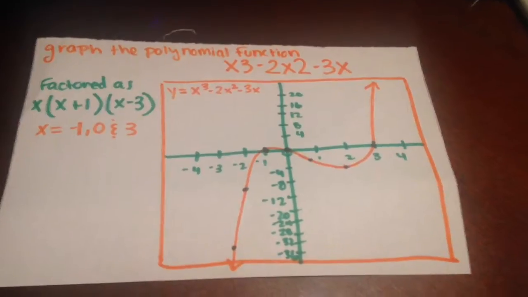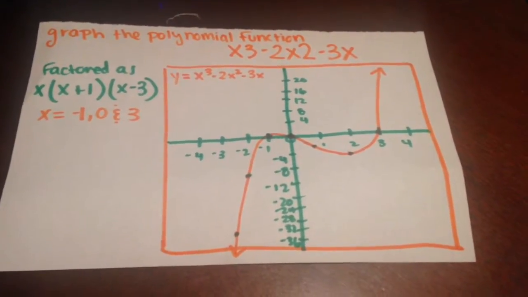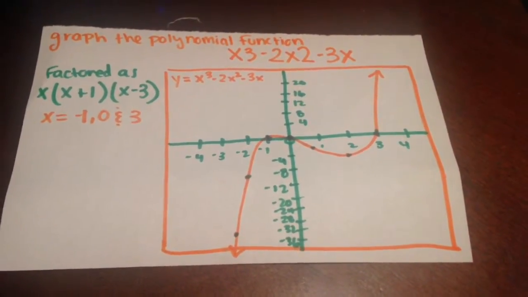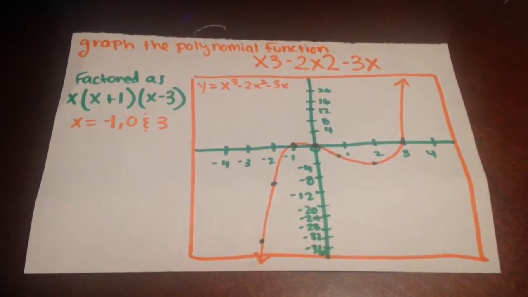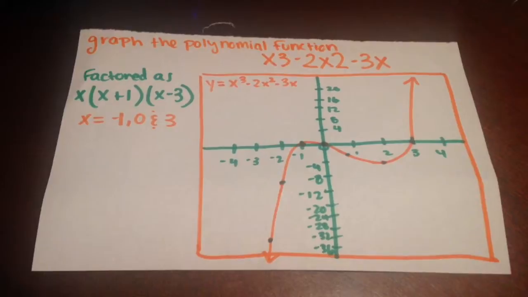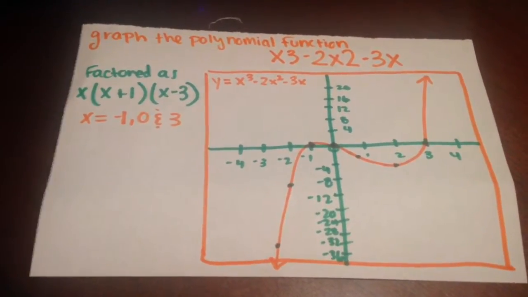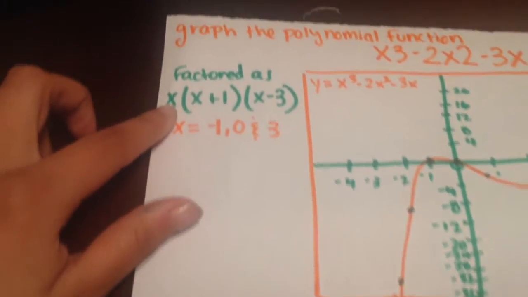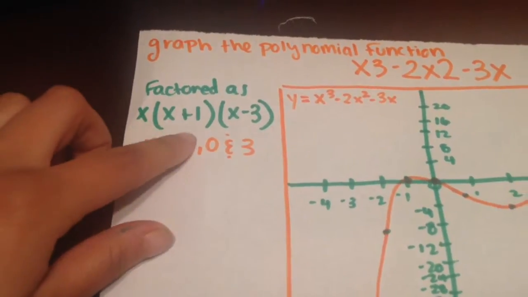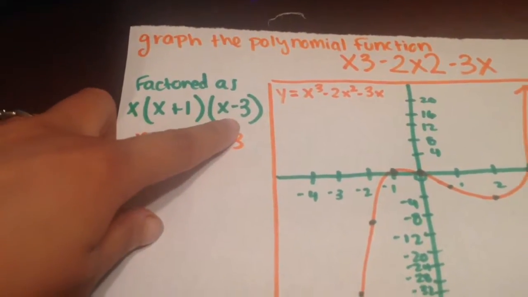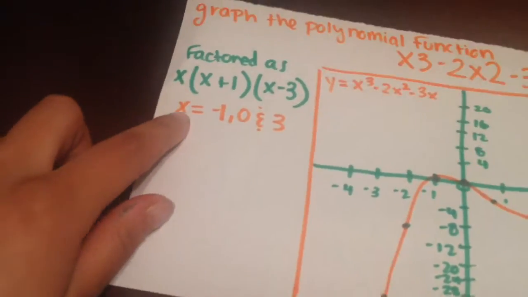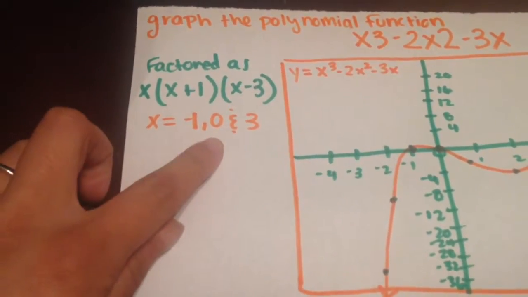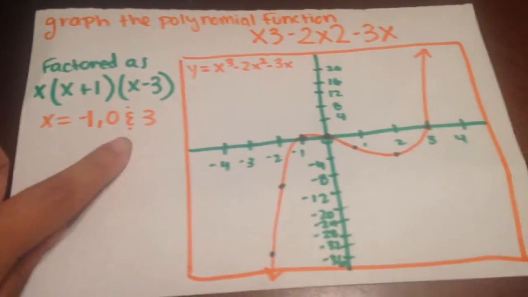The degree of the polynomial function is odd, and the leading coefficient is positive. The degree of the polynomial is 3, and there would be 3 zeros for the function. The function can be factored as x, and then x plus 1, and then x minus 3. So the zeros of the function are x equals -1, 0, and 3.